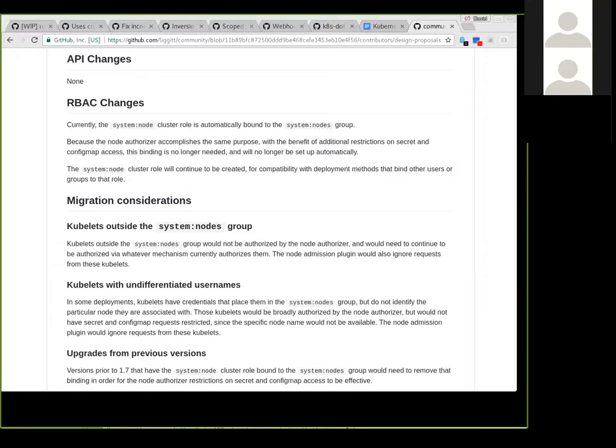Right, but in an authorizer chain, if one authorizer doesn't recognize it, the next one can allow it. It can, that's correct. Yeah, so I've brought it down here just so that everyone can see what we're proposing is that we would no longer bind that cluster role. And so if you have an environment where you do not give your kubelets the expected names, you'll need to rebind that RBAC role to get access.